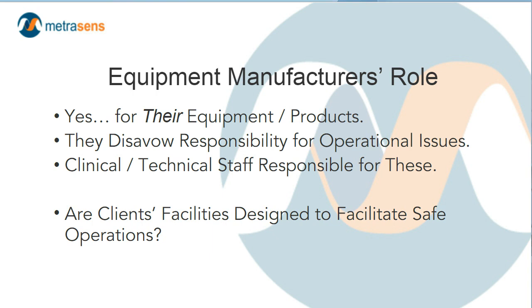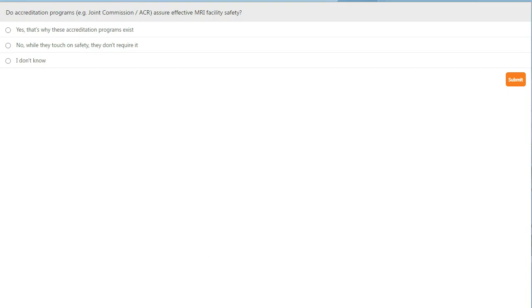So our first audience feedback participation question relates to the role that accreditation plays in terms of assuring facility safety, physical environment safety within MRI. So we'll ask the question, and then please click the radio button that most closely aligns with how you feel about this. So the question is, do the accreditation programs, such as the Joint Commission or the ACR, assure some effective level of MRI facility safety?